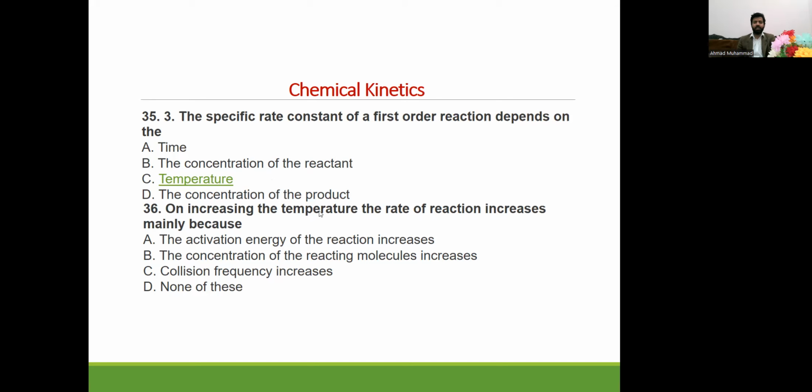On increasing the temperature, the rate of reaction increases mainly because the activation energy of a reactant increases, the concentration of reacting molecules increases, the collision frequency increases, none of these. So from these options, the right option in my point of view is that collision frequency increases.